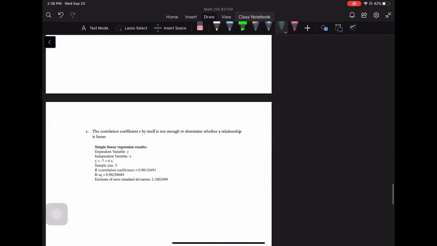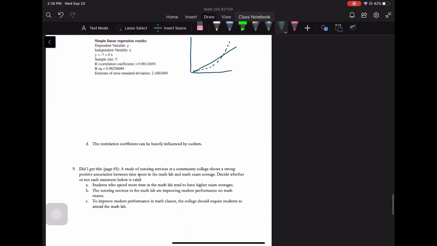This brings us to the fact that the correlation coefficient R is not enough to determine whether a relationship is linear. You can have a high R value with a graph that might be exponential. If I had something that looked kind of like this, I could probably get a line to it that would give a pretty good R value. However, without seeing a picture, I'm not really sure if it's linear or not.